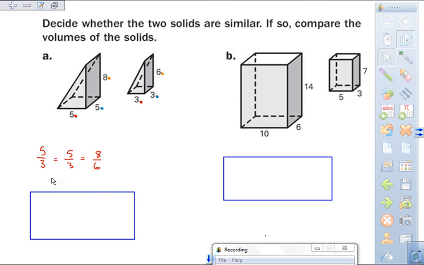So I could figure out what they are as decimals and see if they're equivalent, or I could check by cross multiplying. So we know the first two are equal. So then if I look at the other two, I get 5 times 6 is 30, 8 times 3 is 24, so those would not be solids that are similar.